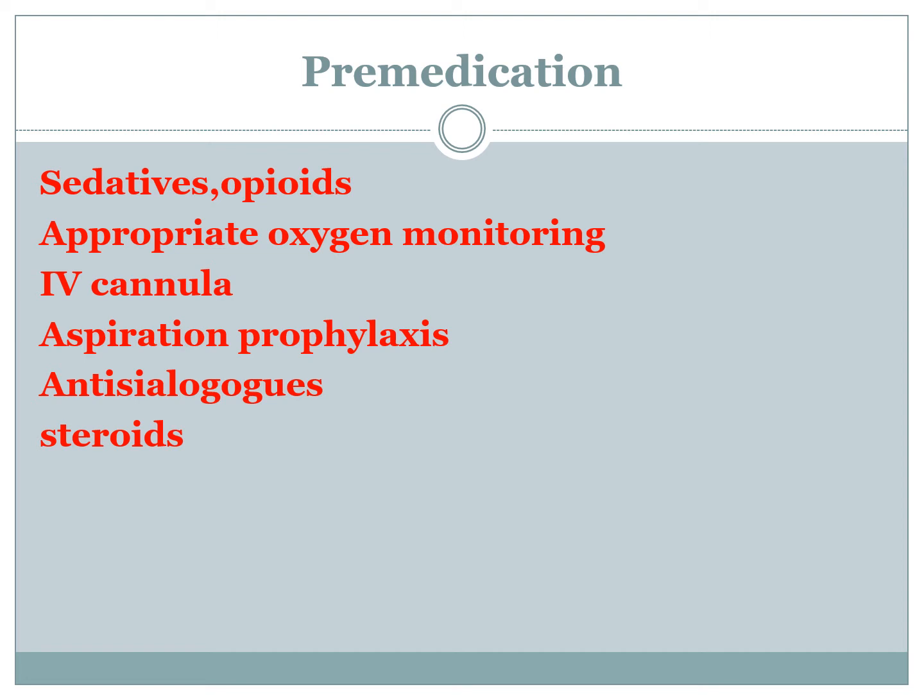Premedication. Sedatives and opioids should be used very cautiously unless the patient is on nasal CPAP and is well trained to use it. Appropriate oxygen monitoring. The insertion of IV cannula from the start, and use an antagonist as required. Aspiration prophylaxis in the form of antacids is important. The use of anticholinergics to reduce secretions because of the possibility of difficult intubation. Steroids may be needed to reduce edema.